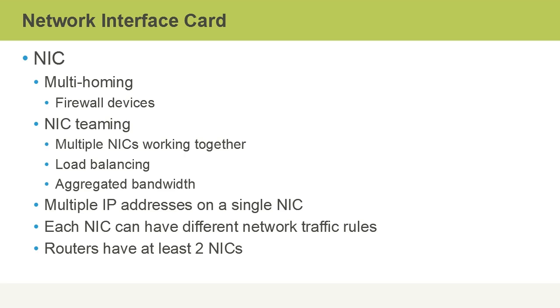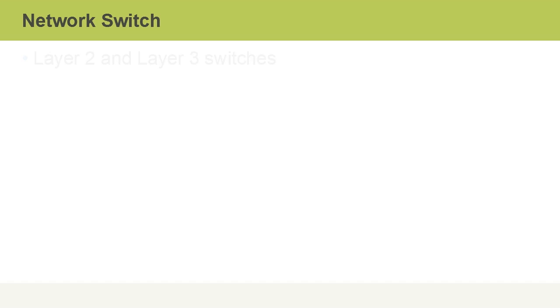So each network interface card can also have different network traffic rules applied that controls what traffic is allowed in through that card or out through the card, and that's especially relevant in multi-homing firewall devices. Routers have at least 2 NICs, if not more, so they can take traffic in from one interface and route it to a network through a different interface.